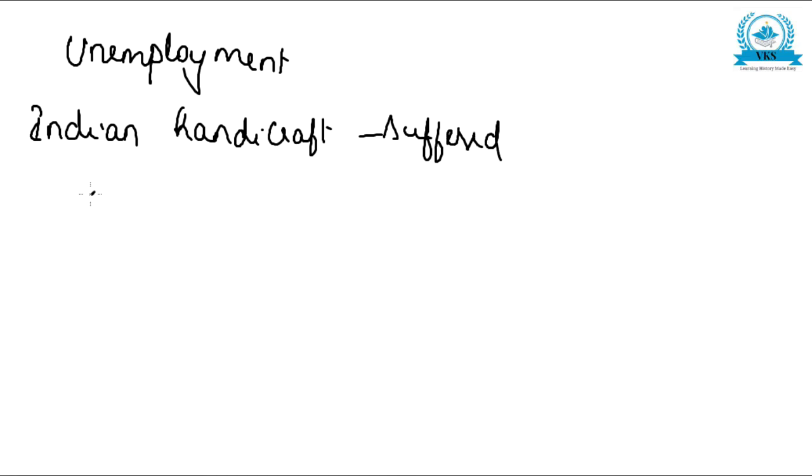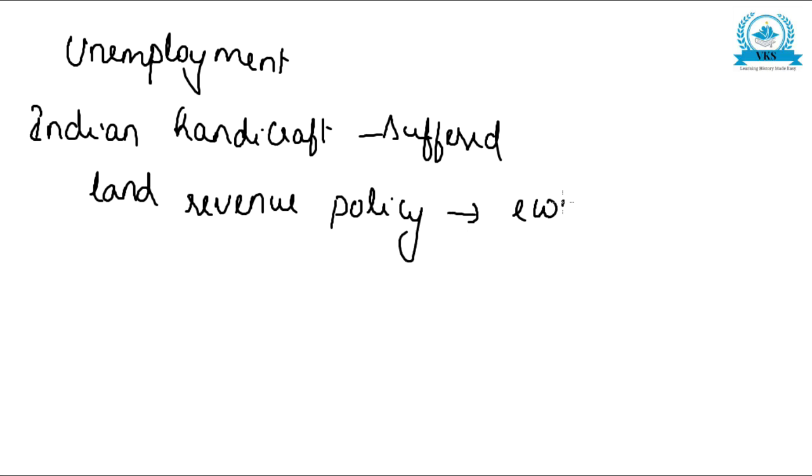And one more kind of economic exploitation was the land revenue policy. The land revenue policy was also a kind of economic exploitation. In all these ways, India was economically exploited by the British, and that also became a reason for the First War of Indian Independence, or the 1857 revolt.